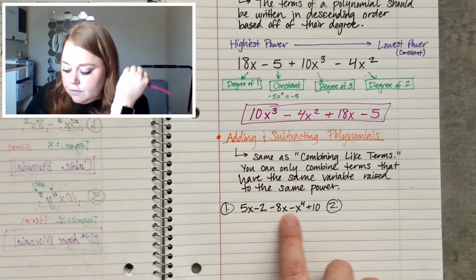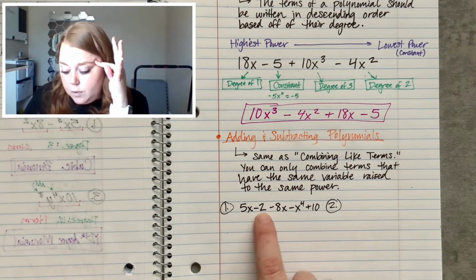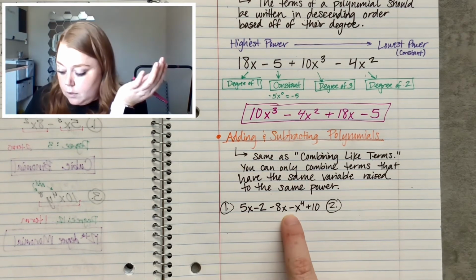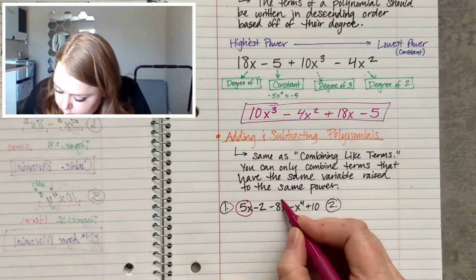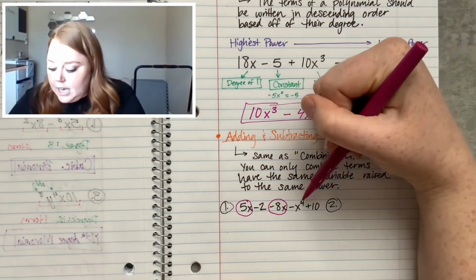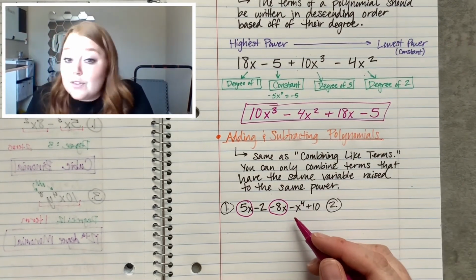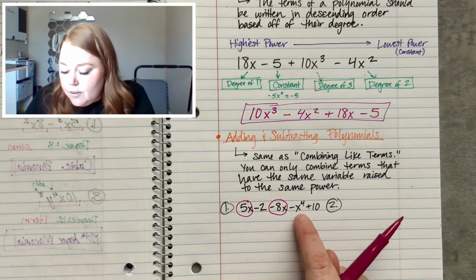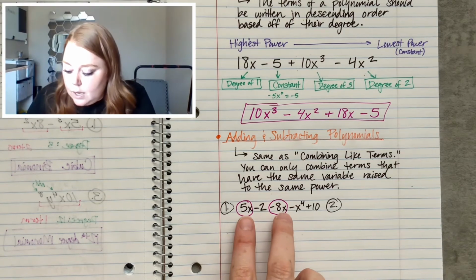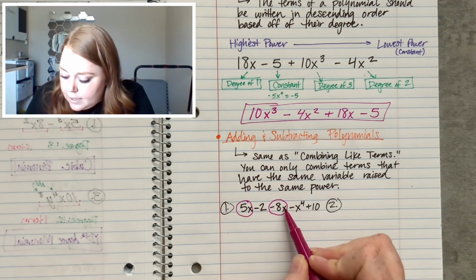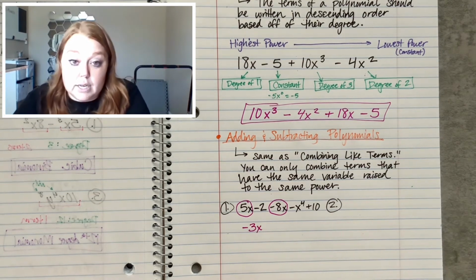So a 5x. Can 5x go with any of these guys? Well, I'm first looking for if they have the same variable. This -2 doesn't have a variable. The -8x, right? 5x can be combined with -8x. Can it be combined with the -x to the 4th? No. It has the same variable, not raised to the same power though. So only these 2 guys are going to be put together. 5x minus 8x, 5 minus 8 is -3. So that would be -3x.